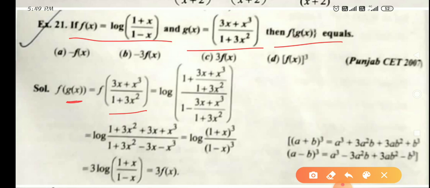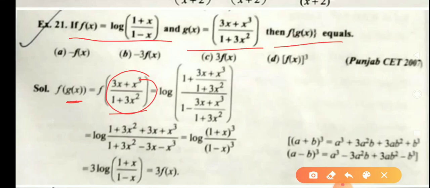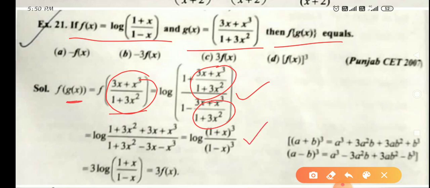Now in function f, in place of x, this value you have to put. So in function f you are putting the value here, in place of x. After putting this value you simplify. So log of 1 plus 3x square plus 3x plus x cube, upon 1 plus 3x square minus 3x minus x cube. You can see these are the two identities, 1 plus x whole cube and 1 minus x whole cube. If you don't know the identity, a plus b whole cube equals this, a minus b whole cube equals this.